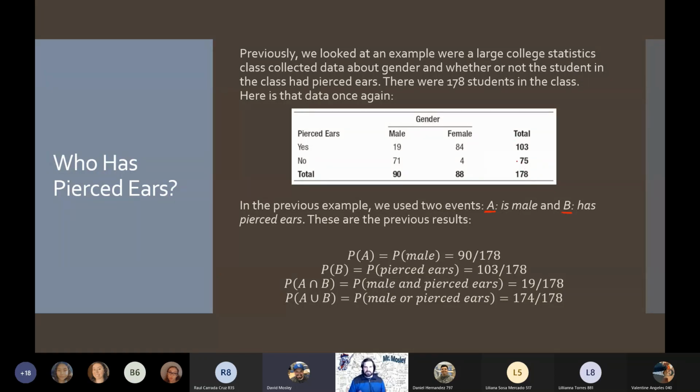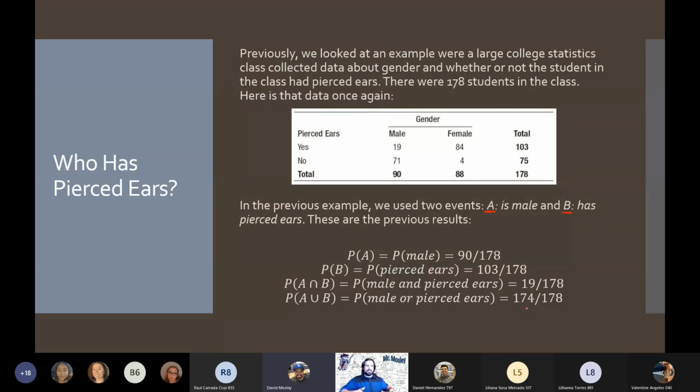In this case, for the union of male and pierced ears, we need to make sure to subtract the things that are counted twice, which would be males with pierced ears. So remember, we added 103 and 90. We got 193 and had to subtract 19. That left us with 174. Got to be careful with double counting. All right.